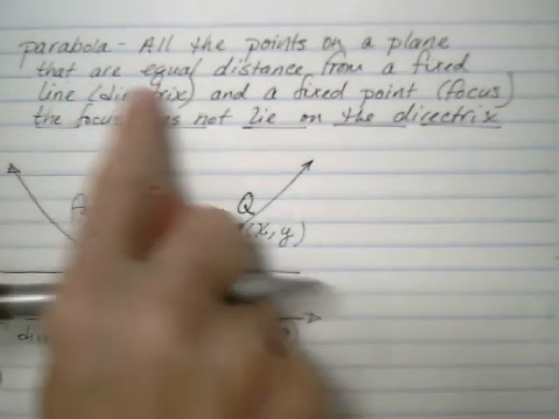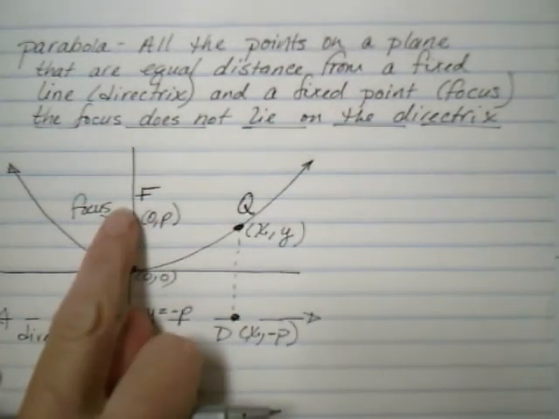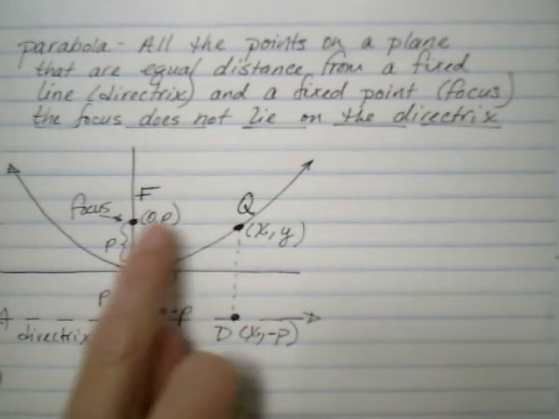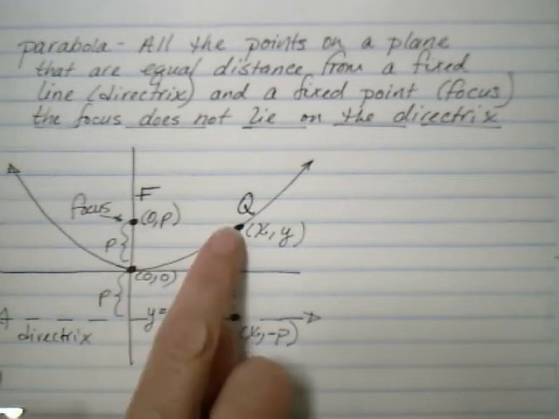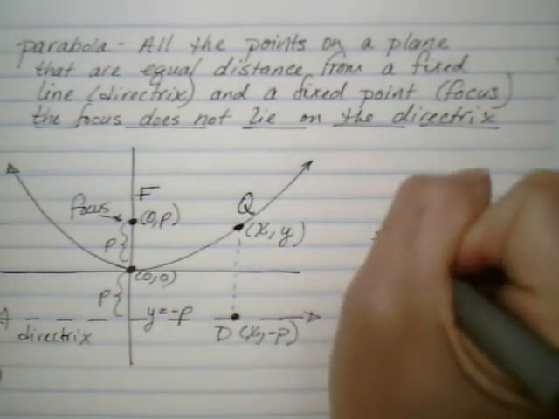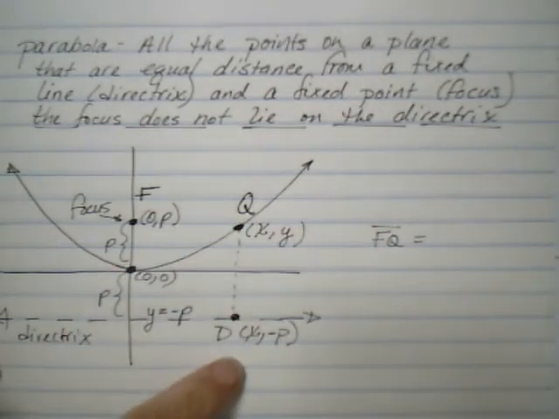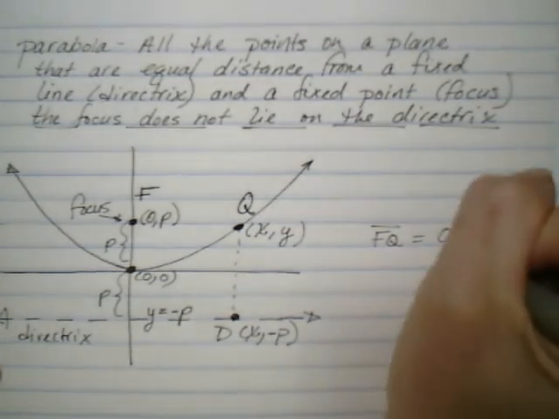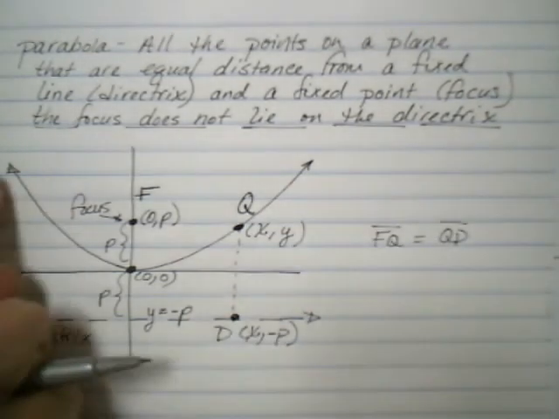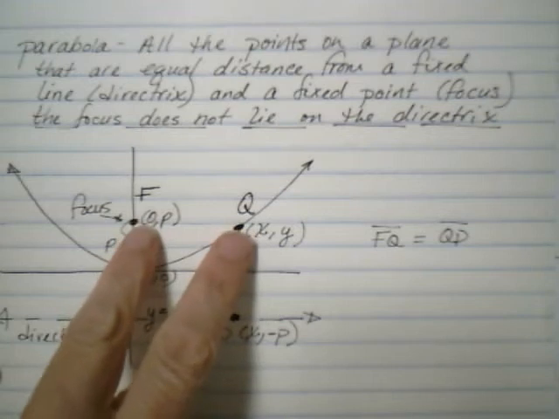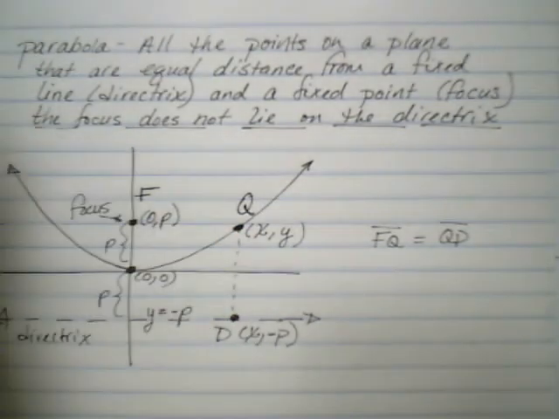So what this definition is saying is that the distance from F to Q, from the focus to this point, has to equal the distance from Q to P. I'm sorry, Q to D. That's what that definition says. It says all the points on the plane have the same distance from the focus as they do from the directrix.